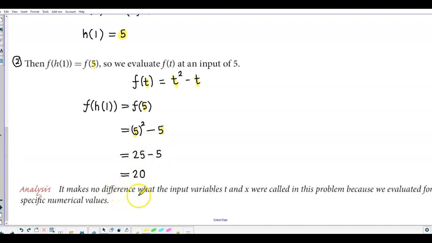Now, it makes no difference what the input variables t and x are called in this problem, because we evaluate it for specific numerical values.